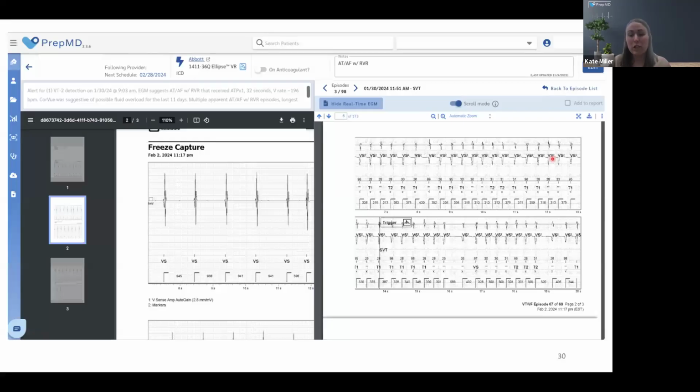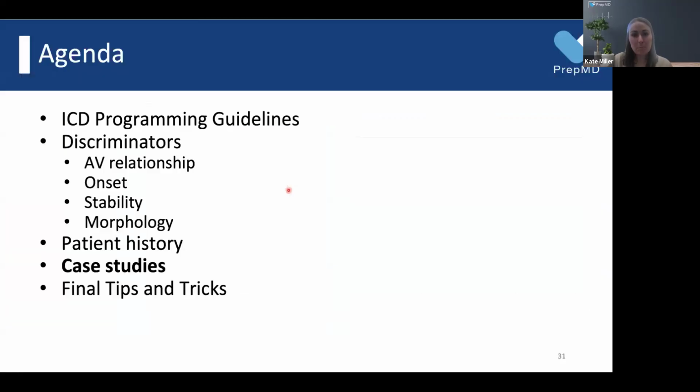Our software actually allows you to just click this button here to say show real-time EGM, and it pulls up the patient's presenting rhythm from that report. So you can easily compare your current morphology to the patient's presenting rhythm and be able to pretty quickly identify VT versus SVT by looking at the morphology of a known episode.